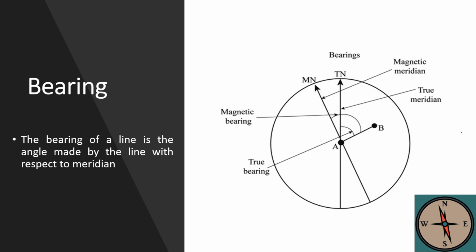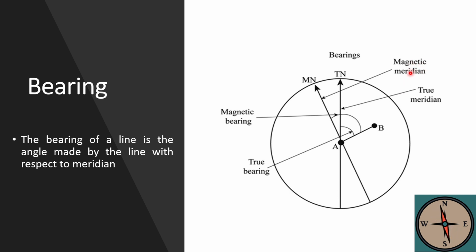So here is one term: bearing. Actually, bearing is the measurement of an angle with respect to a meridian. There are two types of meridian. One is the true meridian, and the second is the magnetic meridian.